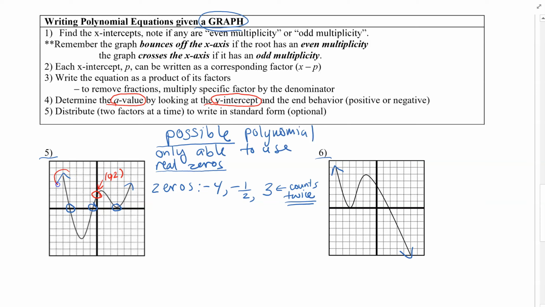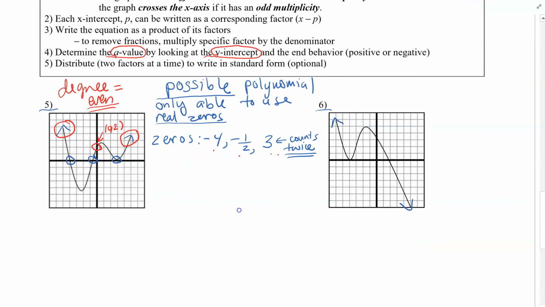And it has even degree end behavior, because both of the arrows point in the same direction on both the left side and the right side of the graph. So because they're both pointing up, I know my degree will be even. So it makes sense to have 1, 2, 3, 4 zeros, because if my degree is even, I need an even number of zeros. Okay, so first I'm going to get to work converting the zeros into factors, just like we did in our previous example.